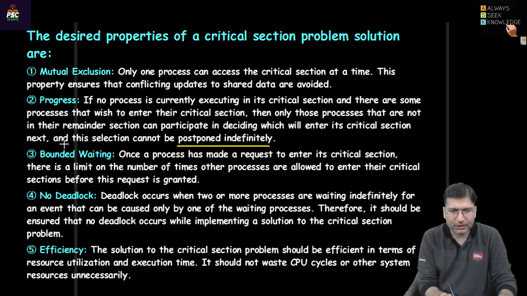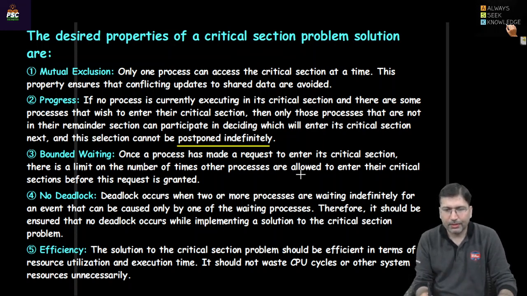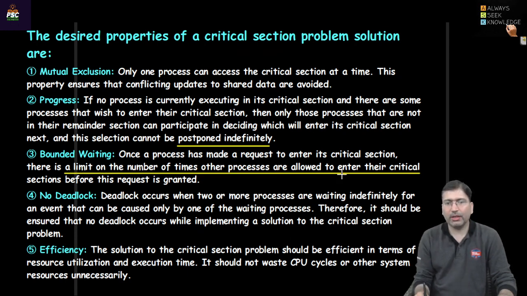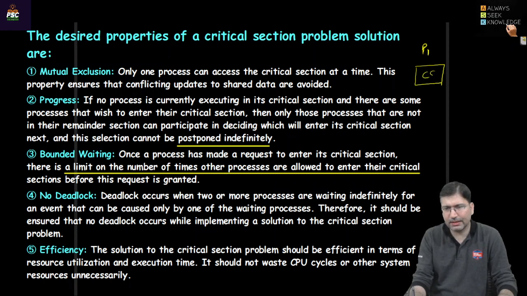That is progress. And what is bounded waiting? Once a process has made a request to enter its critical section, there is a limit on the number of times other processes are allowed to enter their critical section. So if P1 is requesting to acquire the critical section, before P1 gets it, there has to be a count of how many processes at most can acquire the critical section before P1 gets access. This is considered bounded waiting.